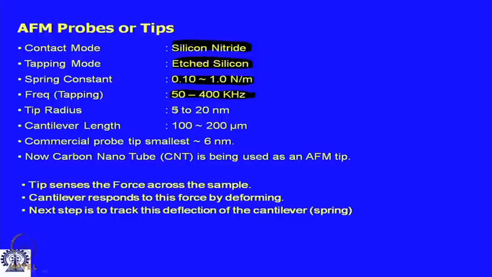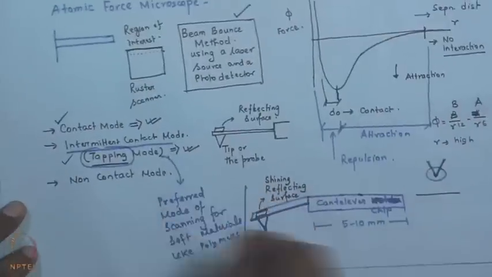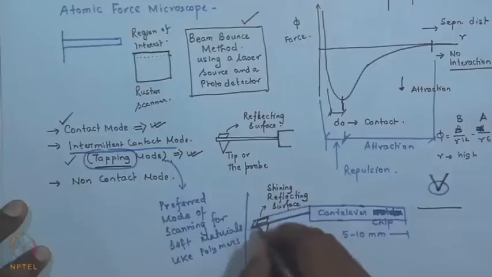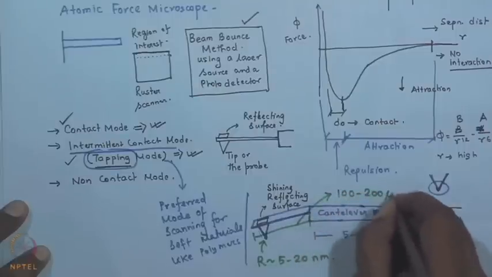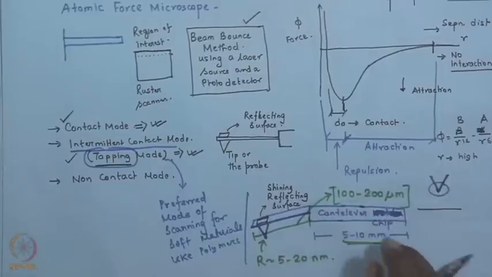Tip radius we have already talked about, it's roughly of the order of 5 to 20 nanometers. So, we are essentially talking about this radius. And the cantilever length, well, I said it's a few millimeters, that's wrong, it's roughly of the order of 100 to 200 micron. The cantilever chip can be 5 to 10 millimeter, which is actually put onto the cantilever holder.